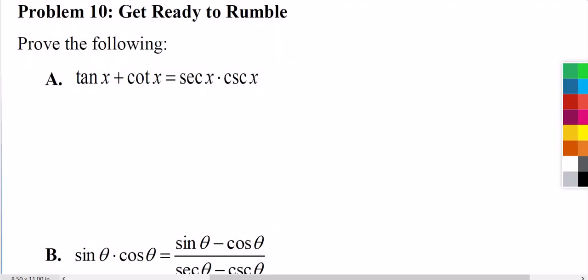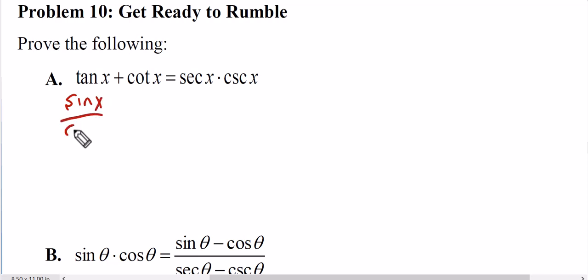So we always express everything in terms of sine and cosine, and we're going to go ahead and begin problem 10, part A, by picking the uglier side of the equation. The uglier side will tend to be the one with a fraction or a plus or a minus. So we begin by expressing tangent x as sine x over cosine of x, and cotangent is cosine x over sine x. These are what we call ratio identities.